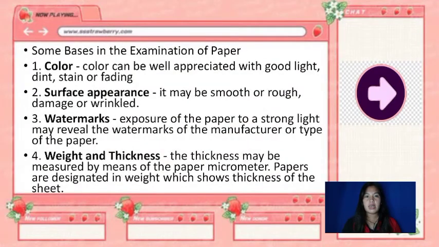So here are some bases in the examination of paper. First is the color. Color can be well appreciated with good light, tint, stain, or fading. Second is surface appearance. It may be smooth or rough, damaged or wrinkled. Next is watermarks. Exposure of the paper to a strong light may reveal the watermarks of the manufacturer or type of the paper. Fourth is weight and thickness. The thickness may be measured by means of the paper micrometer. Papers are designated in weight, which shows the thickness of the sheet.